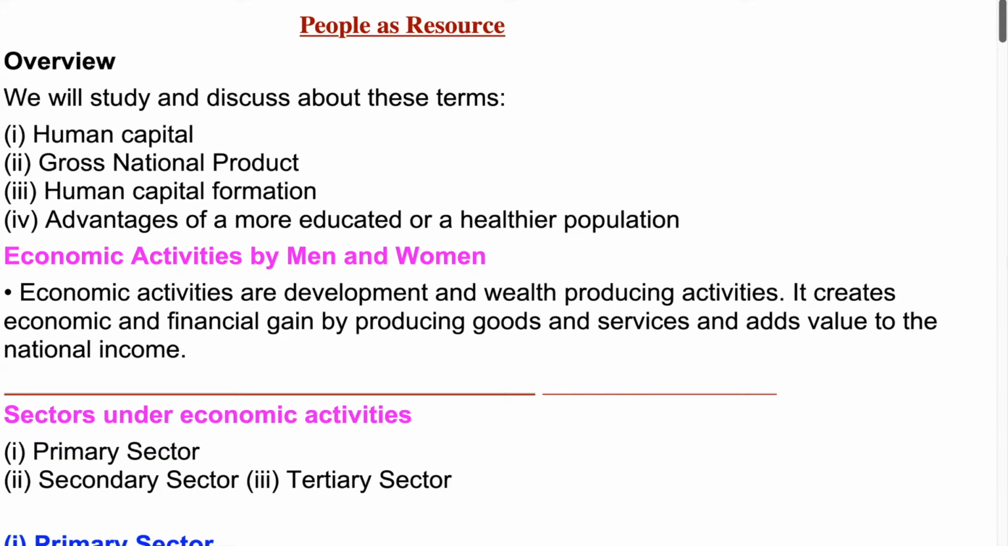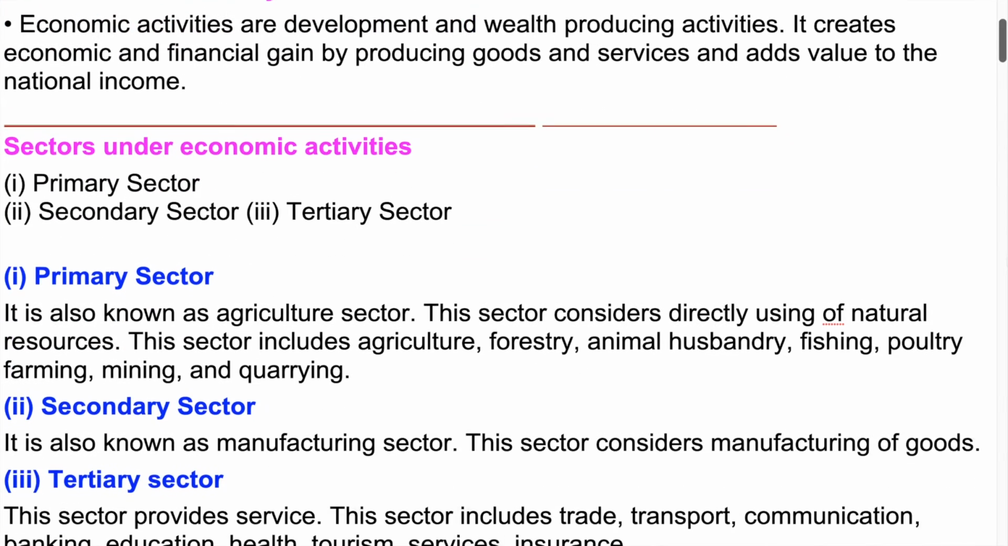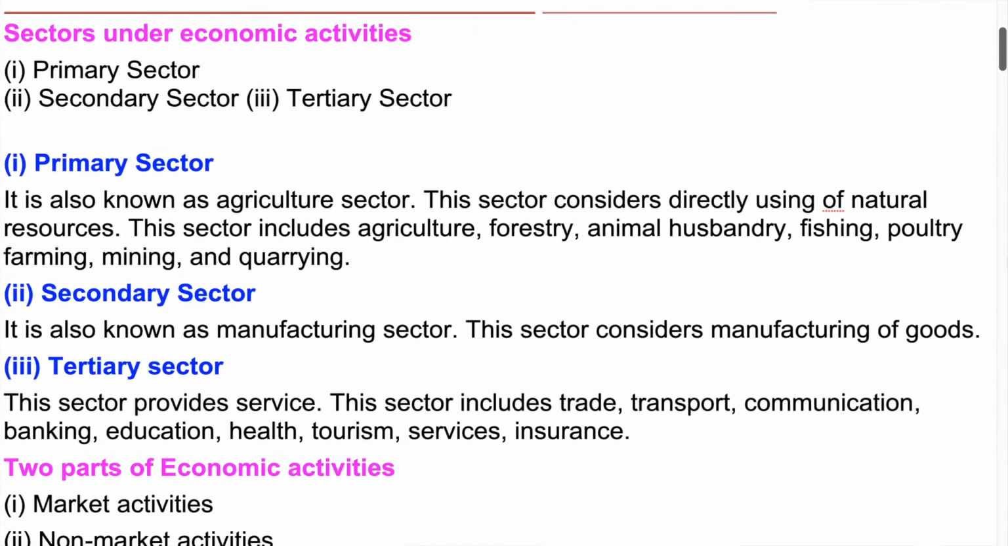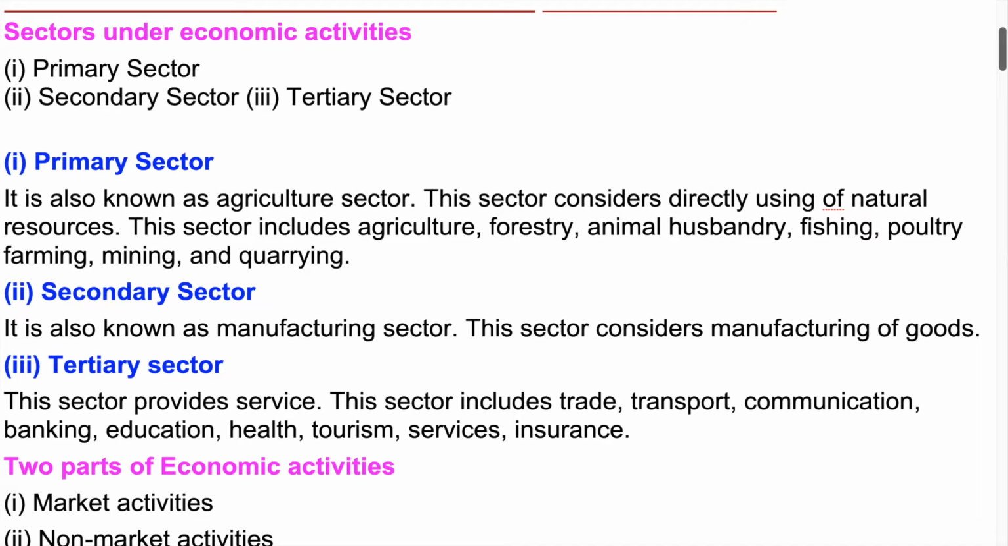Economic activities are development and wealth-producing activities. They create economic and financial gain by producing goods and services and add value to the national income. Sectors under economic activities: 1. Primary sector. 2. Secondary sector. 3. Tertiary sector.